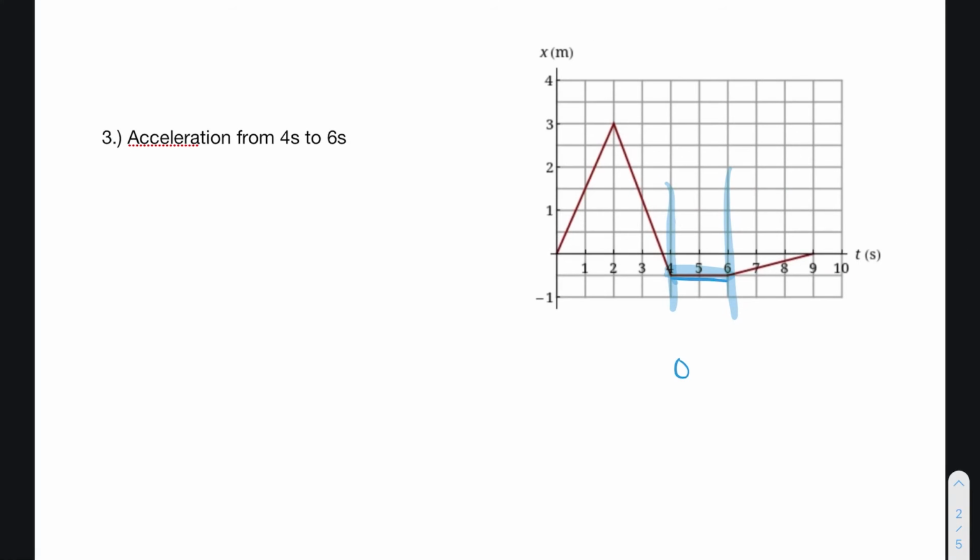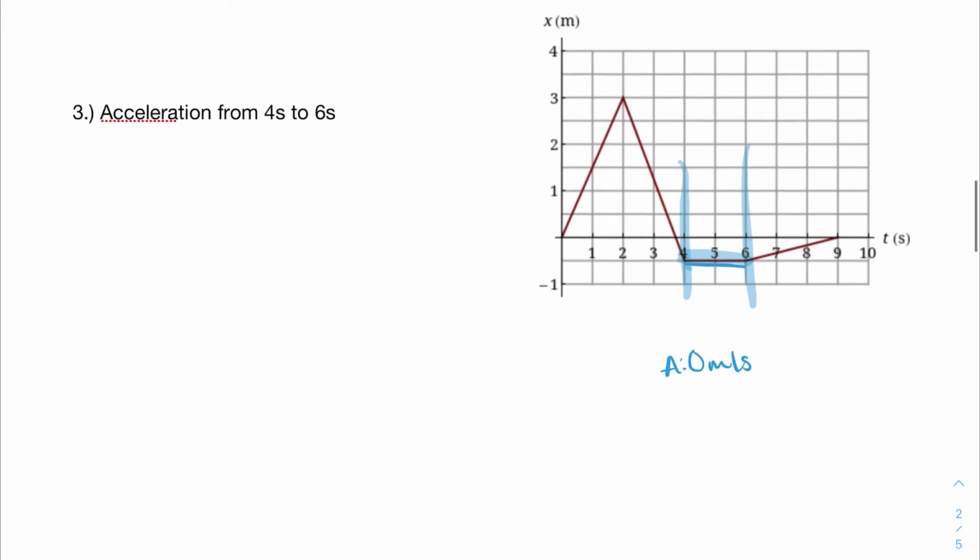Now moving on to the third portion of the problem, we're trying to solve the acceleration between 4 seconds and 6 seconds, which is here. Visually, at least from my perspective, I can automatically say that the acceleration in this portion of the problem is going to be 0, just because the line is flat. There are no changes happening. It's just a straight line. So I'm assuming that the acceleration is 0 meters per second. However, we're teaching you how to solve it, so let's solve it.